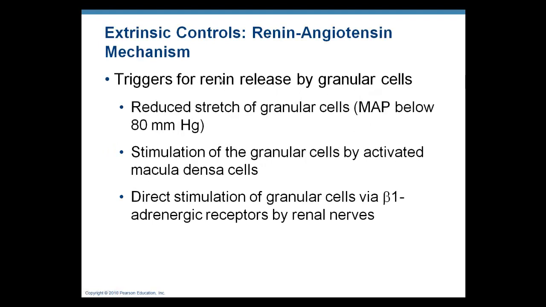Now, what stimulates the renin secretion? What stimulates the renin secretion is if the stretch of the afferent arteriole is reduced, with the mean arterial pressure becoming lower than 80 millimeters of mercury. What that tells you is that your blood pressure dropped, and it's not a good time to filtrate too much liquid and to lose your valuable fluids and your valuable sodium.